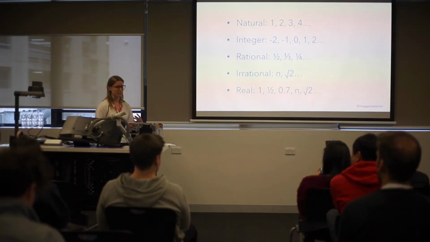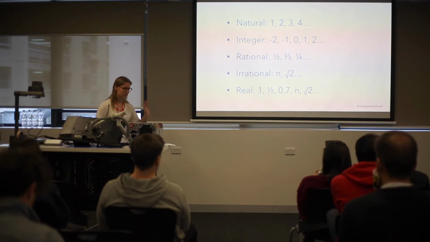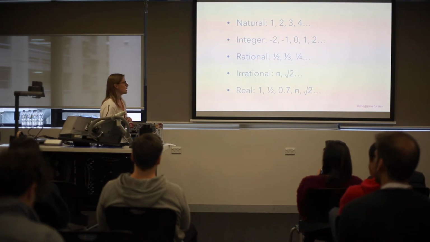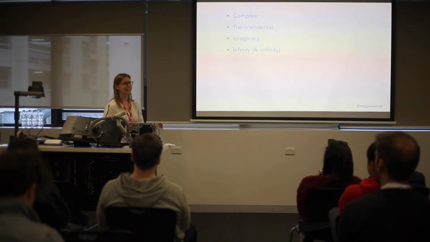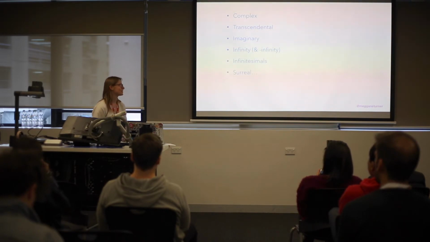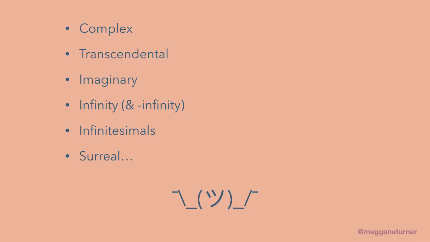And real numbers are numbers that are on the number line, basically. So from negative infinity through to positive infinity, everything between that is a real number. But we can go beyond that. We also have complex, transcendental, imaginary, infinity and negative infinity, infinitesimals, none of which I know anything about, so we're not going to touch on them today.